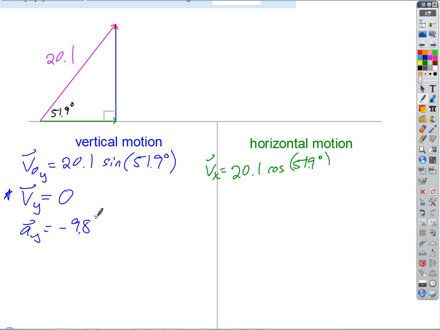If it's going up, why is it negative? Because the acceleration is negative, right? If I throw something up in the air and the acceleration were positive, that'd be weird. It would just accelerate upward and never come back. But the ball has some initial positive velocity upward, but it slows down. Right. So the acceleration is negative.